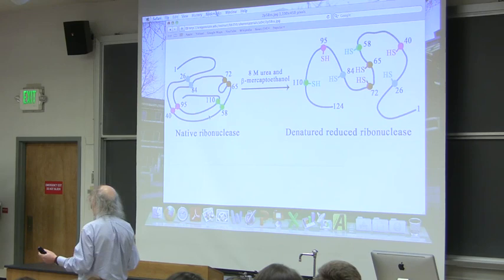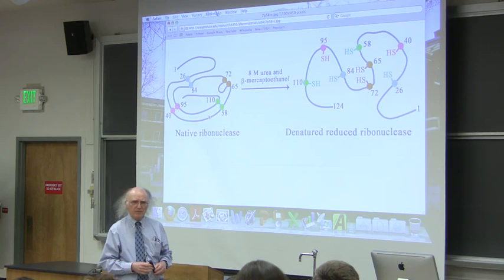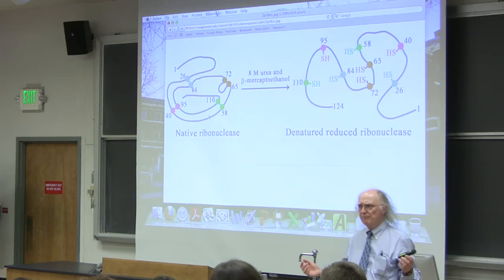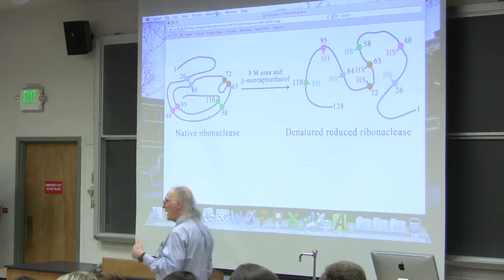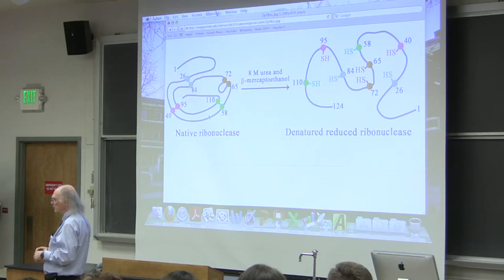RNase is interesting not just for that, though. RNase is interesting because it turns out to be a very stable protein. We can boil this protein, and unlike most other proteins, it will refold back into its original shape. Most proteins won't do that. But RNase will do that.